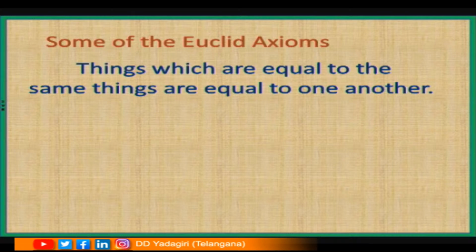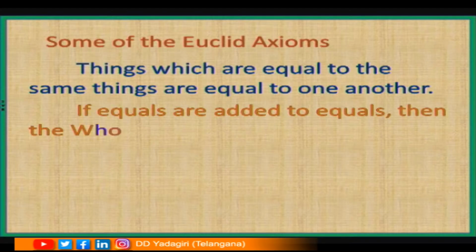That means, if I say there is a value A which is equal to B and B is equal to C, then automatically we can say that A is also equal to C. So in this we can say things which are equal to the same things are equal to one another.